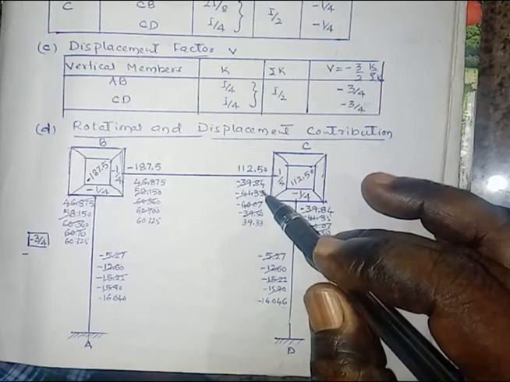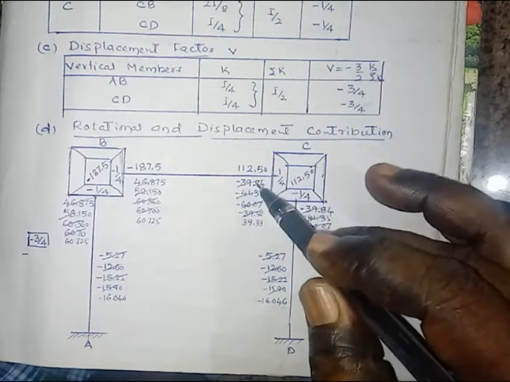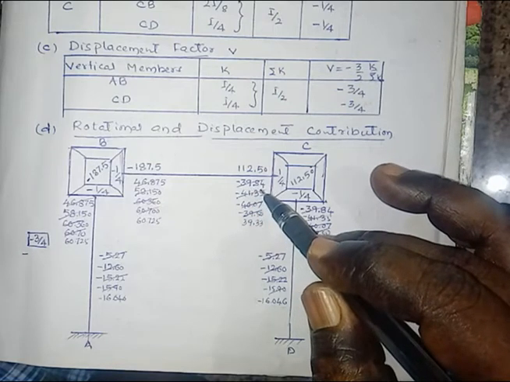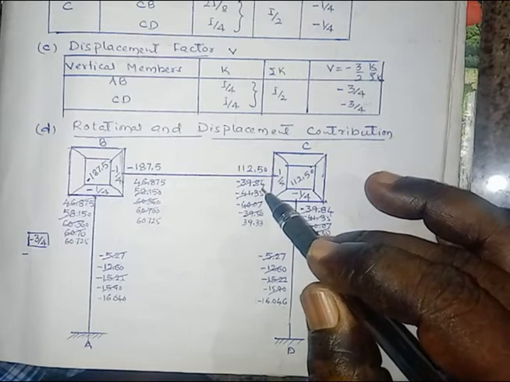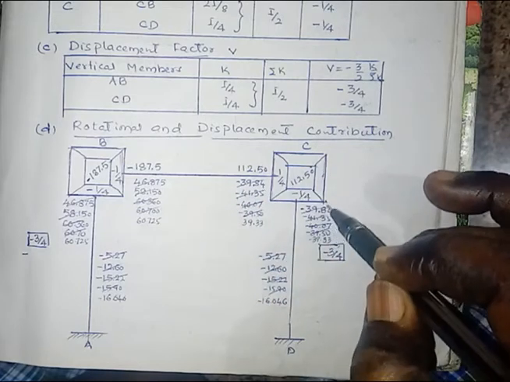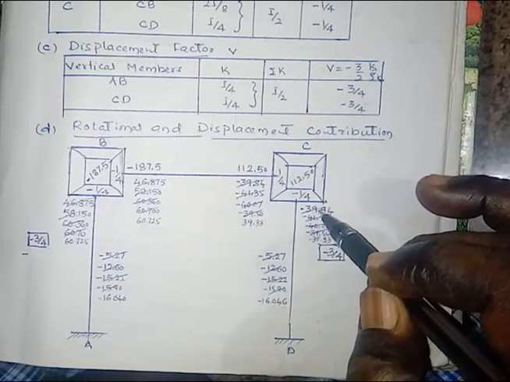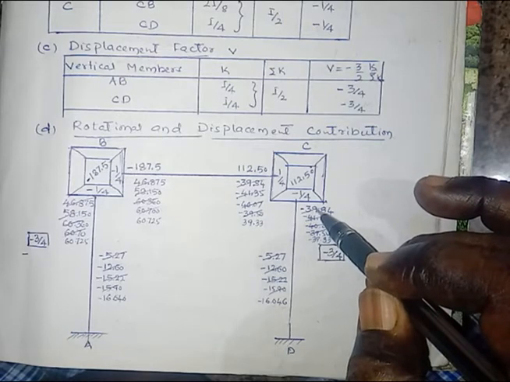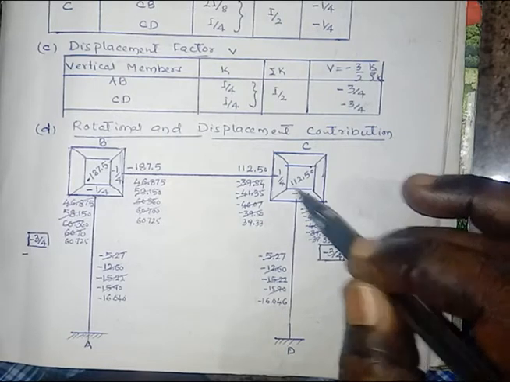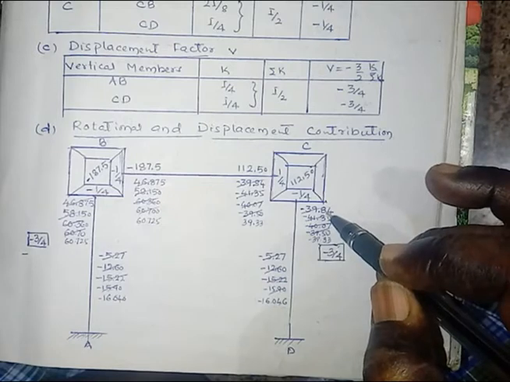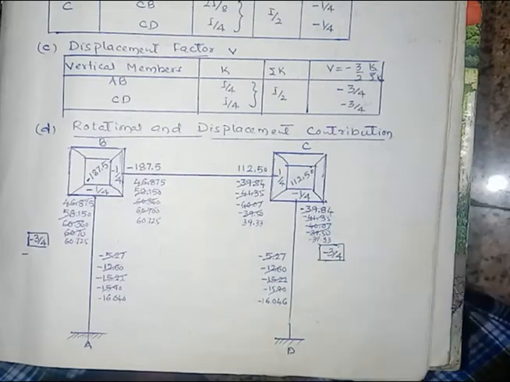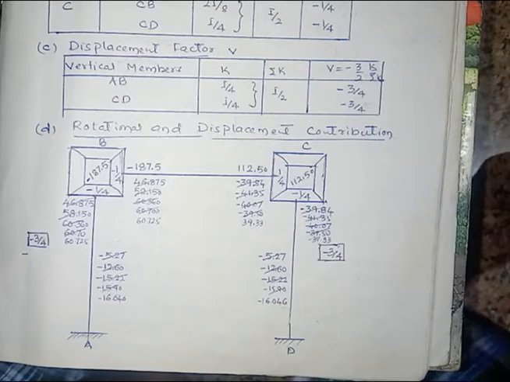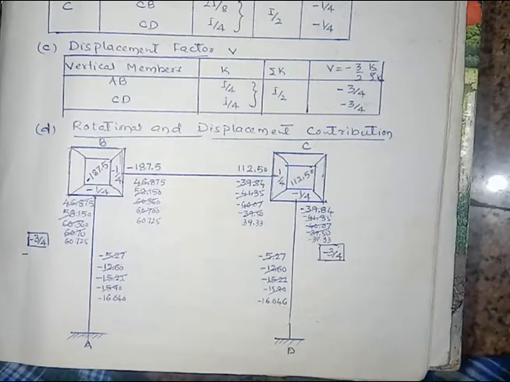Then you will get minus 39.84 as the rotational contribution for the member CB. For CD also, that is minus 1 by 4 inside the bracket 112.5 plus 46.875, the same thing you will get for the member CD. This completes the first cycle for the rotational factor.